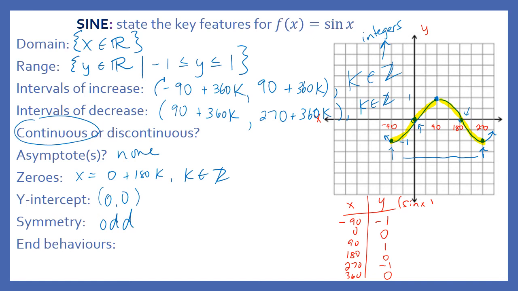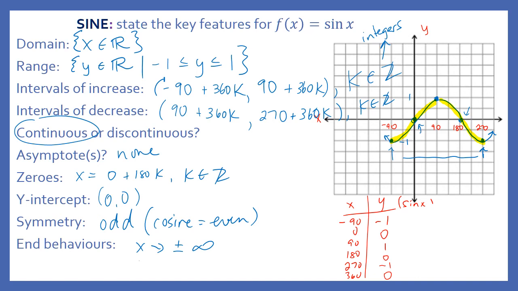Now for cosine, just so you know, cosine is even. End behaviors, this is a weird one. So as x goes to, I'm just going to short form it because it does the same thing, as it goes to plus or minus infinity, as I go to the left, as I go to the right, there is a definite repeating pattern. It goes up to 1, down to negative 1, up to 1, down to negative 1.